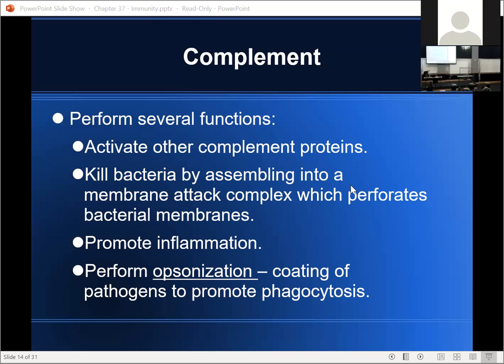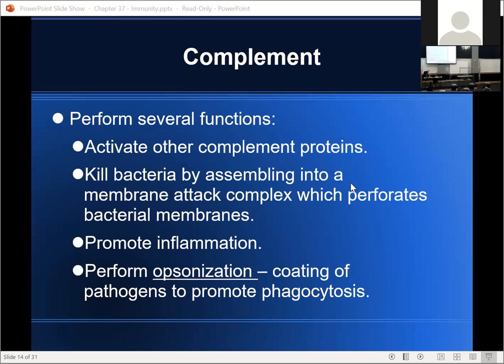Okay, so complement basically, when it gets activated by other complement molecules, it forms a pore in the bacterial membrane. And if enough of these pores form in the bacterial membranes, then the inside of the bacterium is going to spill out. And of course, same thing that would happen if somebody punched a bunch of holes in you, right? Your insides spill out and then you die. Same thing happens to the bacteria.